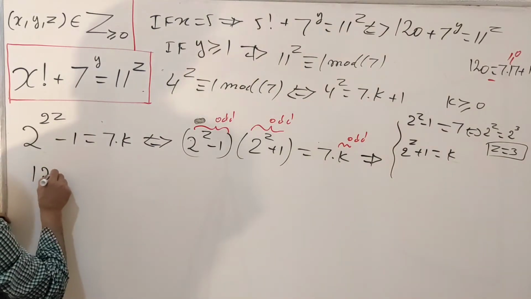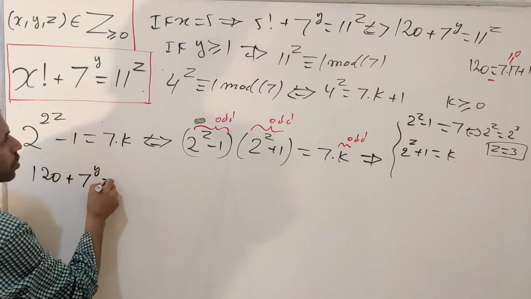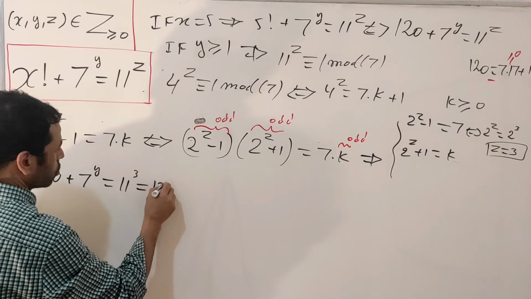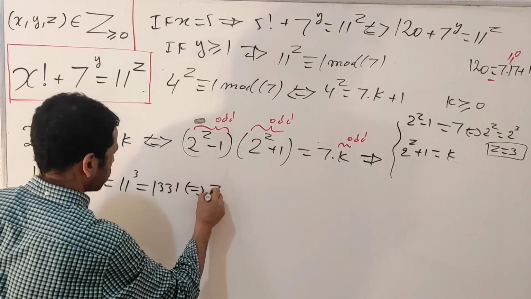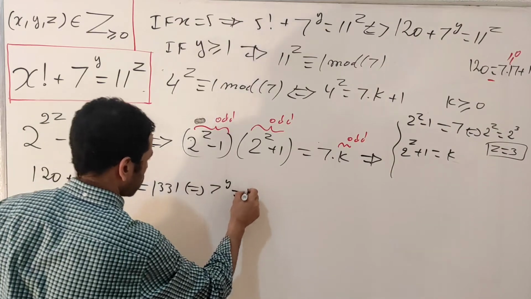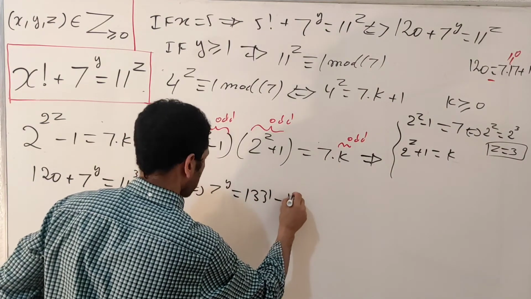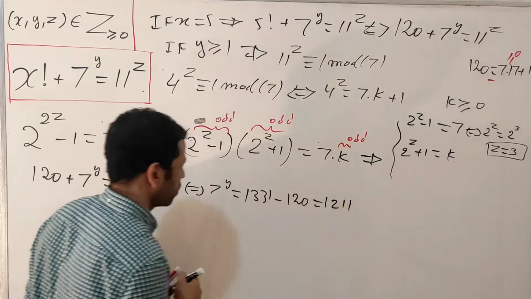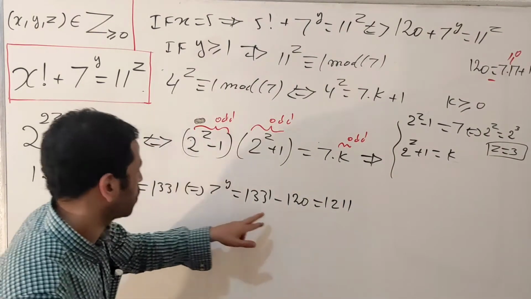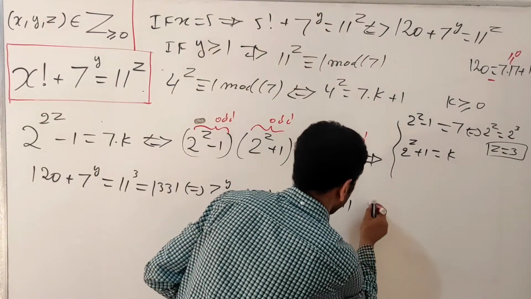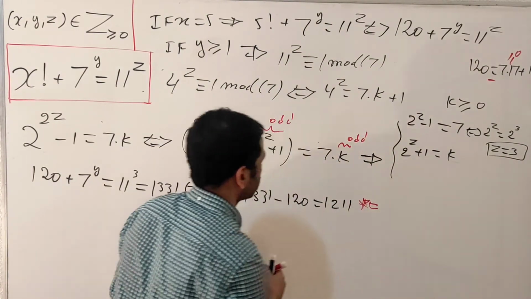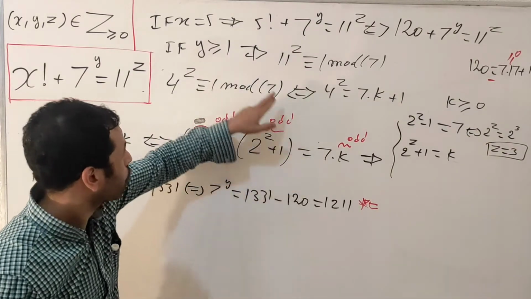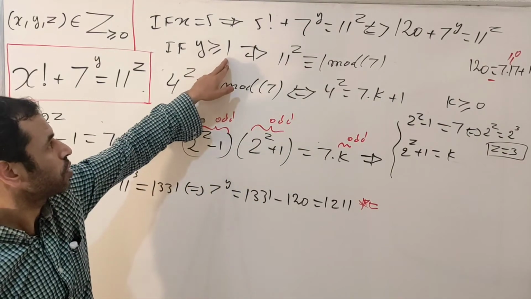We'll have 120 plus 7 to the y equals 11 cubed. 11 cubed is the same as 1331. Equivalently, 7 to the y is the same as 1331 minus 120, which is 1211. Okay, 1211 is not a power of 7, which is a contradiction. Which means for this equation, y is not superior to 1 as an assumption.